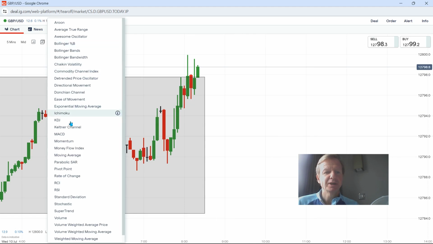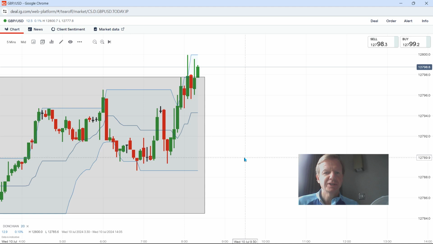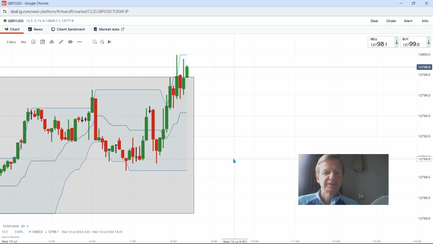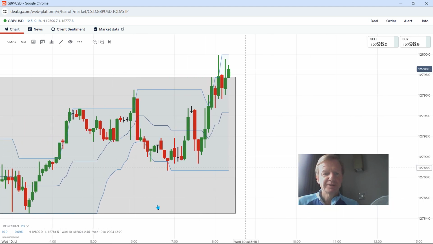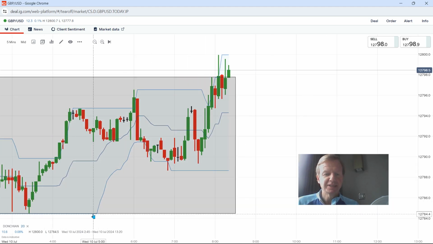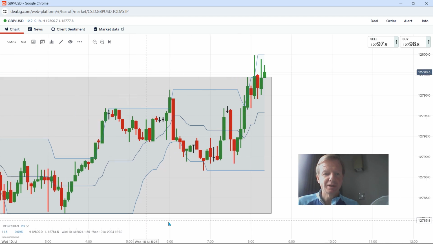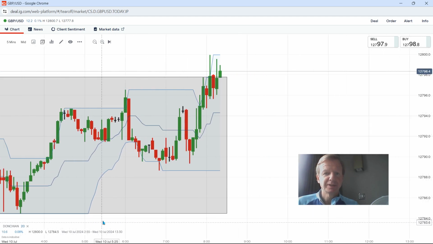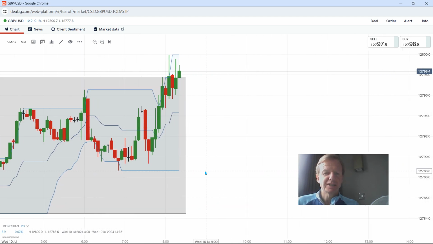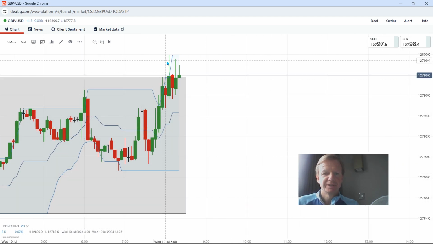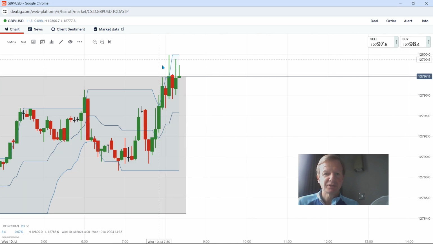Let's not be impatient. I like to go to the Donchian channel. This is the Donchian channel, which basically shows you the highs and the lows. As you can see here, this bottom band is the low, and it ties in with the low of what I've drawn out on the box here. This channel moves as the price moves. So it's more or less saying that when it breaks out the top here, you'd go long. When it breaks out the bottom here, you'd go short.